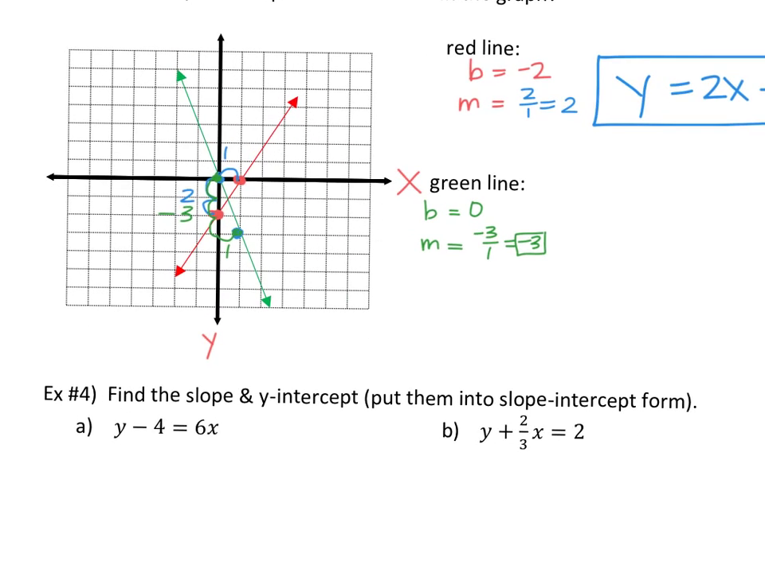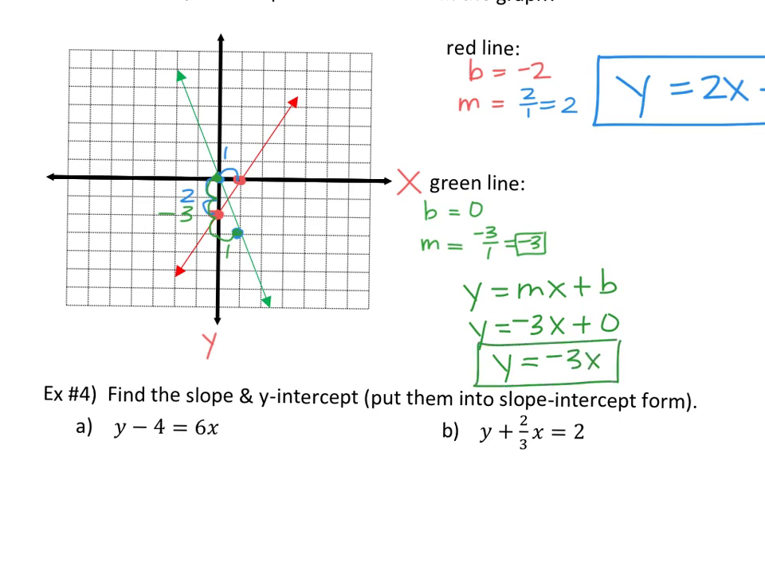Okay, so now let's think about this. When I write this out, y equals mx plus b, I would get y equals negative 3x plus 0. What happens when you add 0 to something? Does it change? No. So you can actually write this as y equals negative 3x and just ditch the plus 0. It's an implied plus 0. Does that make sense? I wouldn't mark you wrong if you told me plus 0, that's fine. But the simplest answer would be y equals negative 3x. Okay?